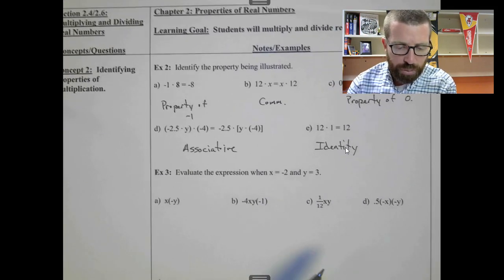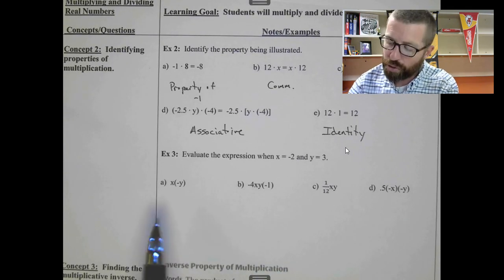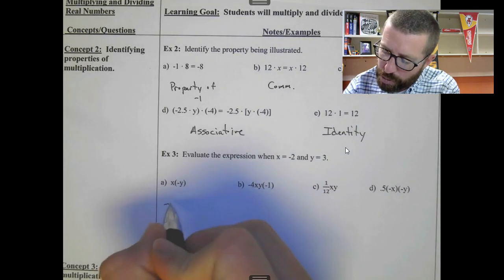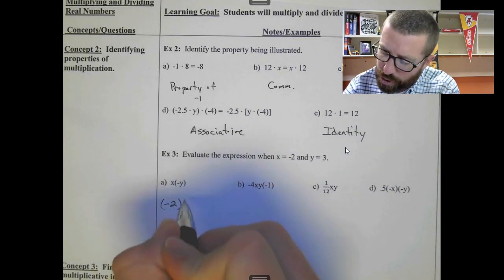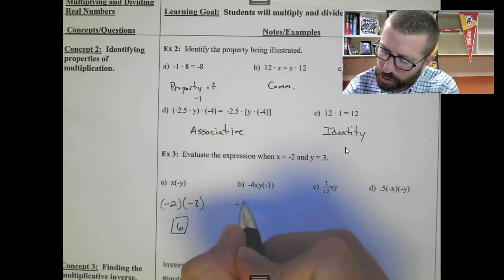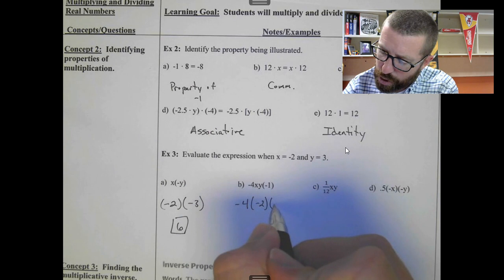Okay, so let's try some more multiplication. Once again, make sure you pause the video and work through these. Substitute the values in. Be careful with your signs. And then these are both negative, so it makes a positive when you multiply.